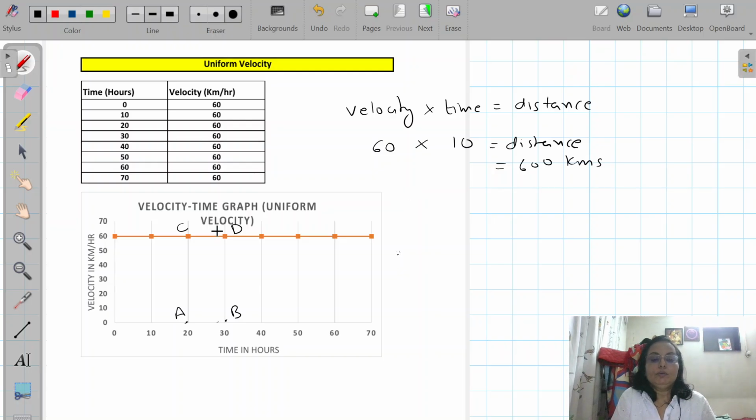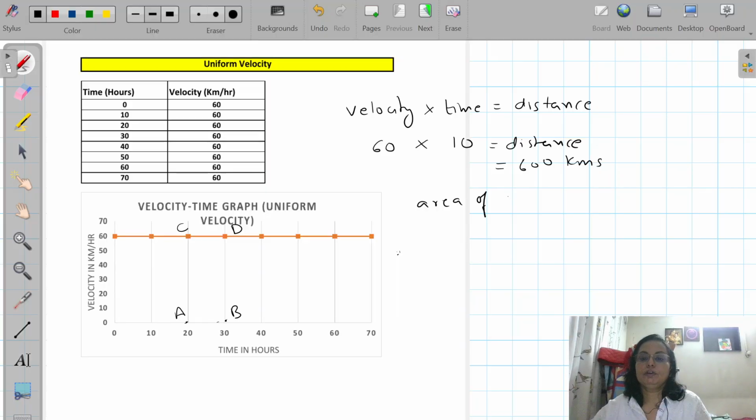Now, can you tell me, this is a quadrangle ABDC. So what is the area of this quadrangle? Area of ABDC. This is nothing but the area of rectangle ABDC, which is nothing but length into breadth.